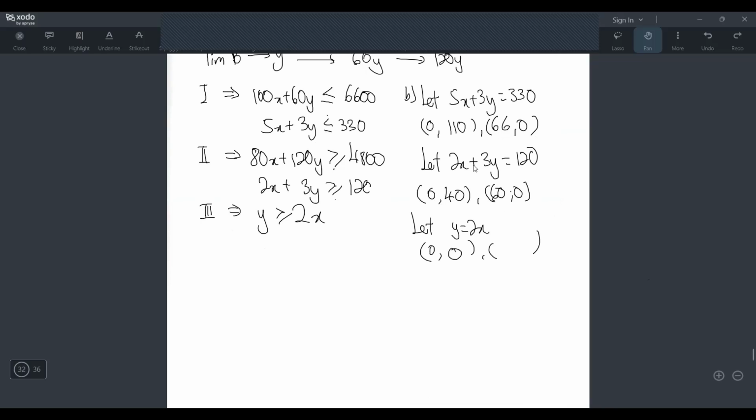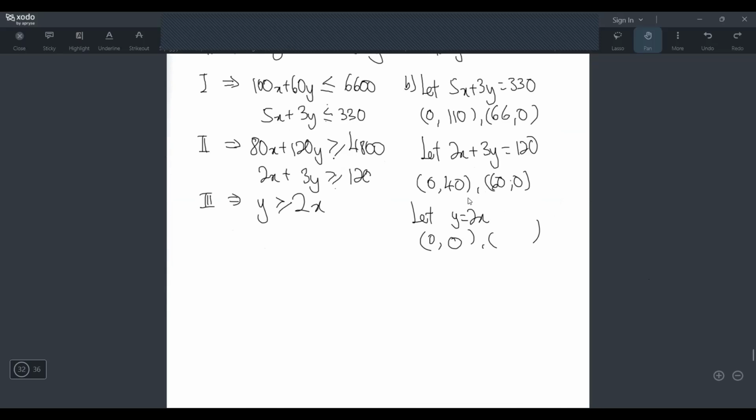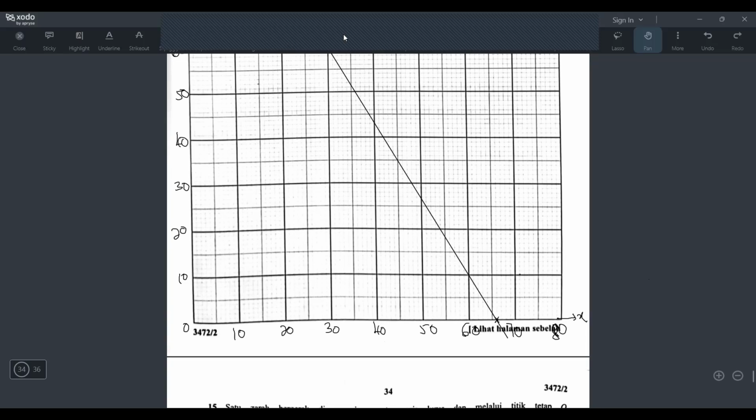Okay, let's go to the next line. 2x plus 3y equals 120, and the points are 0, 40 and 60, 0. So where is 0, 40? Here. So this is your 0, 40. Where is 60, 0? Here. And then you join using a long ruler. Just join it. Remember to bring a long ruler to your exam. I hope you know this. Alright, so this is the line.